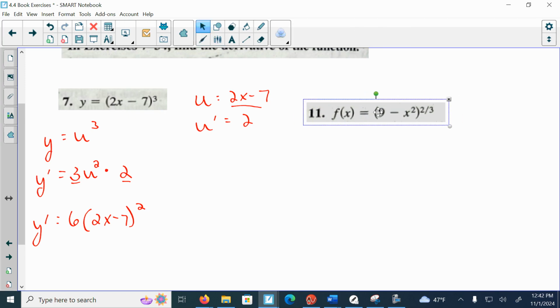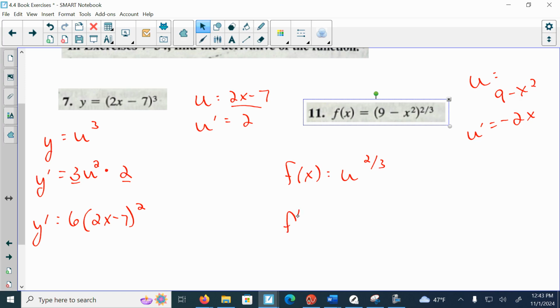So I am going to write my u as the innermost function, which is going to be that 9 minus x squared. The derivative of u is going to be negative 2x. Then I'm going to rewrite f of x as u to the 2/3 power. Be careful about notation. Now I'm going to take the derivative, so I'm going to use the notation for the derivative. Take the derivative of something raised to the 2/3 power. I'm going to take 2/3 times u, subtract 1 from this power, so that would be negative 1/3. And then I'm going to multiply it by the derivative of u, which is that negative 2x.